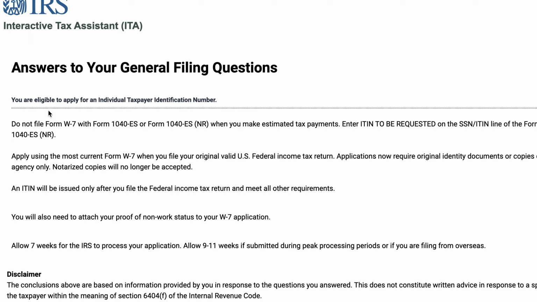Attach proof of your non-work status to your W-7 application and allow 7 weeks for the IRS to process your application. If you're overseas or if it's during tax season, such as between January and April, you should allow about 9 to 11 weeks.